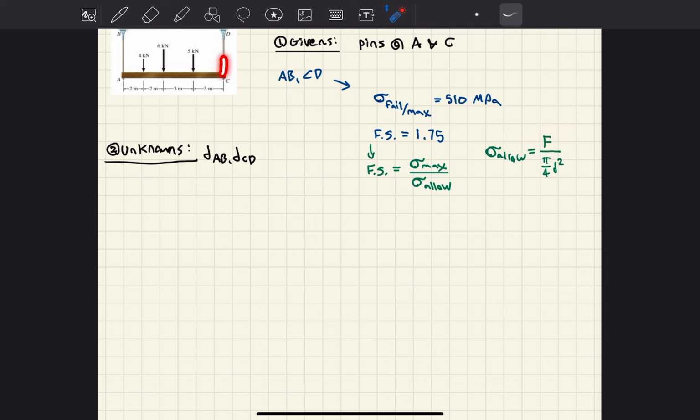I have to find this force CD, which is causing the tensile loading, or it might go down, I'm not sure. And then I also have to find this force AB, right? And I will do that via free body diagram.